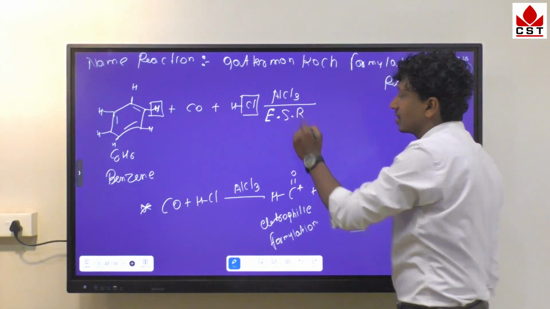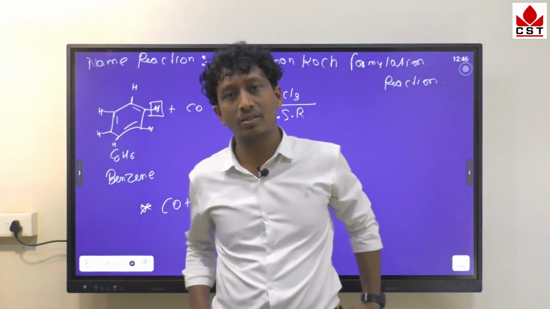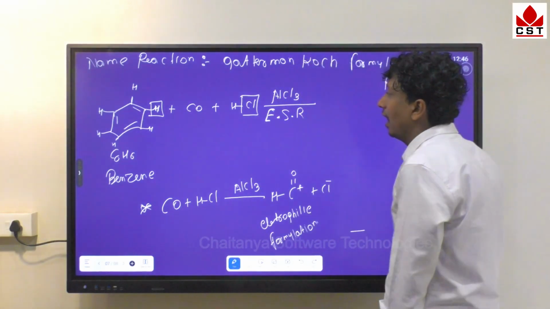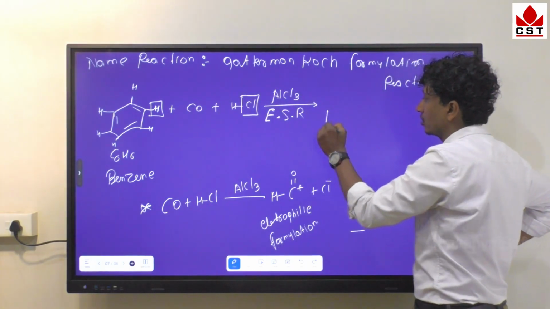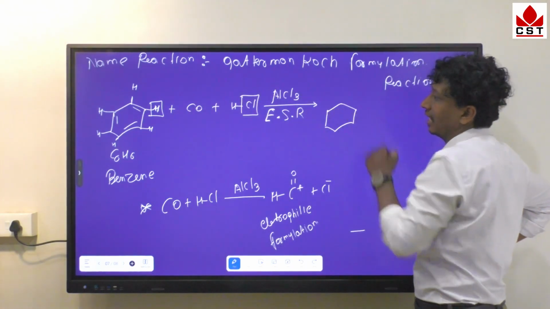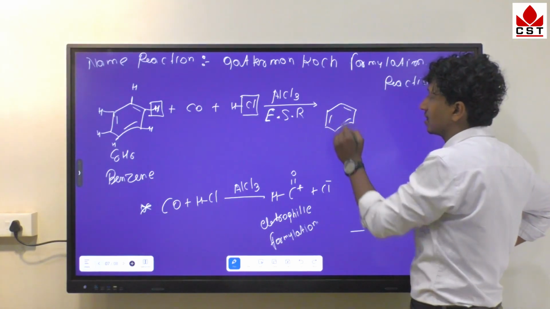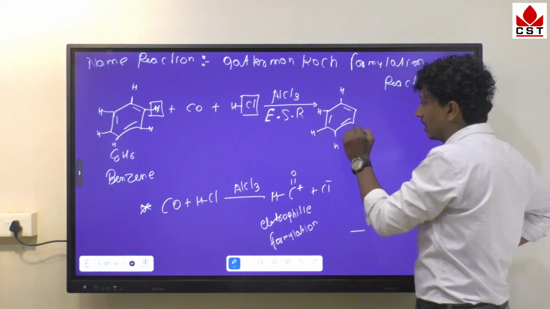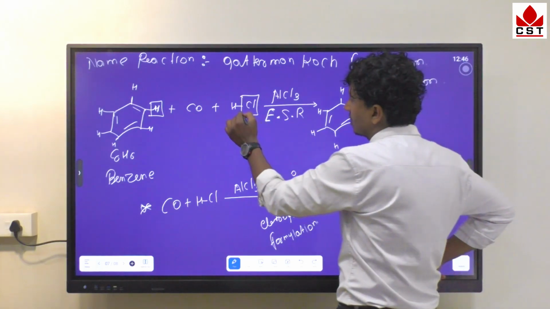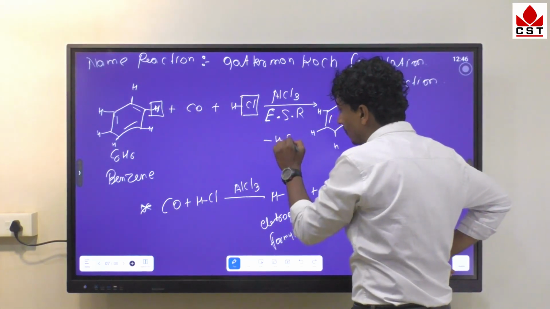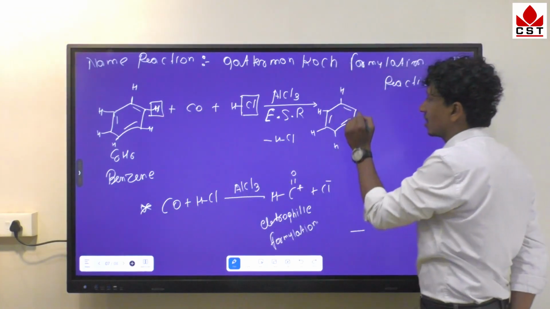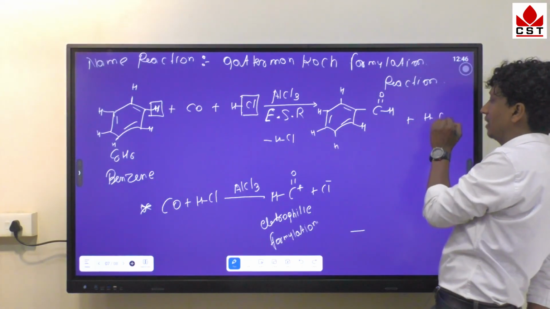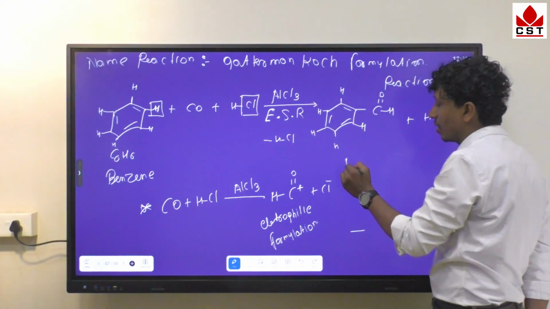ESR. ESR means electrophilic substitution reaction. The ring contains all the pi bonds as they are, with 5 hydrogens. With the replacement of one H, minus HCl, COH is introduced, giving C double bond OH. In the reaction there is HCl. This is your final product.